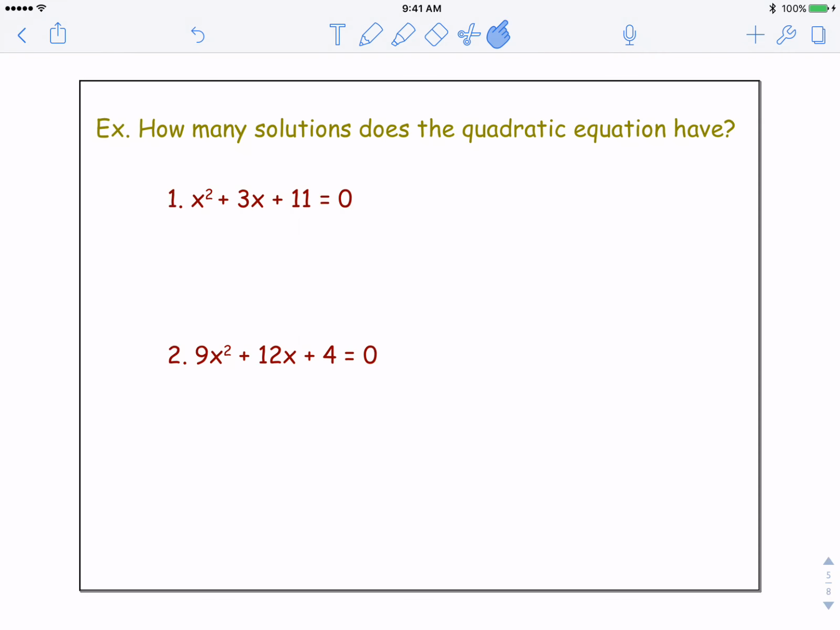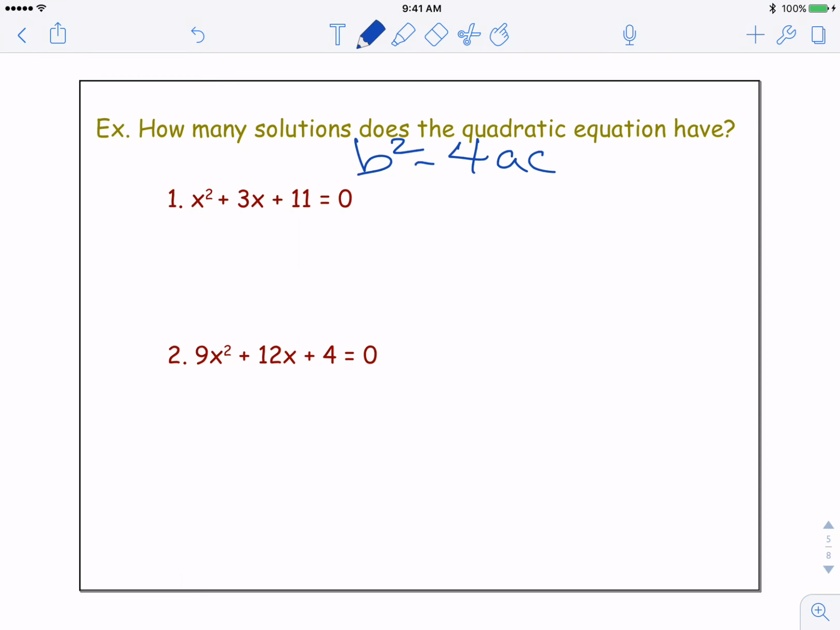How many solutions? Remember, we're using that discriminant, that b squared minus 4ac, to find out how many solutions these quadratic functions have. Remember, if this discriminant is equal to 0, there's going to be 1 solution. If that discriminant is positive, there's going to be 2 solutions. And if that discriminant is negative, then there will be no solution.